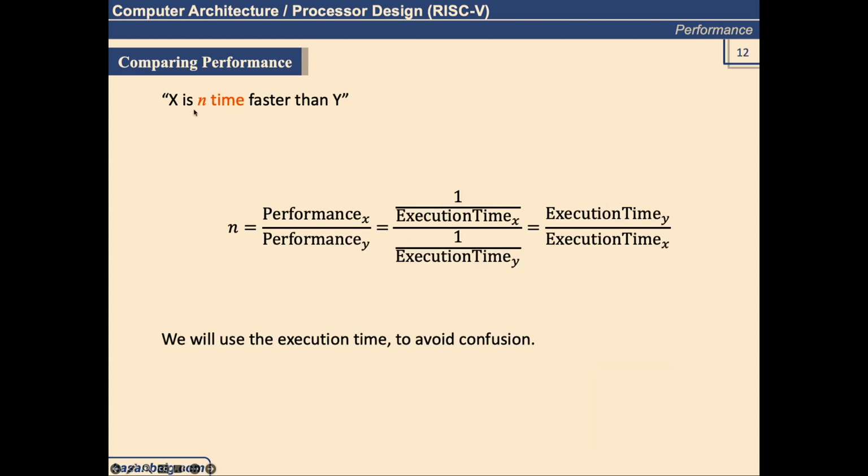So let's say we say X is n times faster than Y. So this is how we calculate the performance. So n is the factor which defines which computer is faster by which factor. So let's say performance X divided by performance Y. So we have already seen performance is inverse to the CPU time.